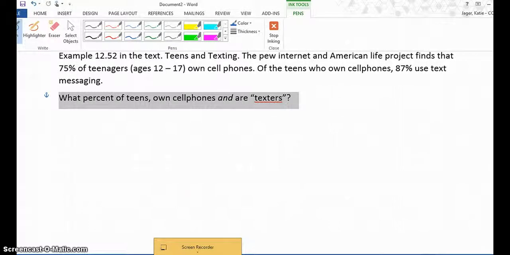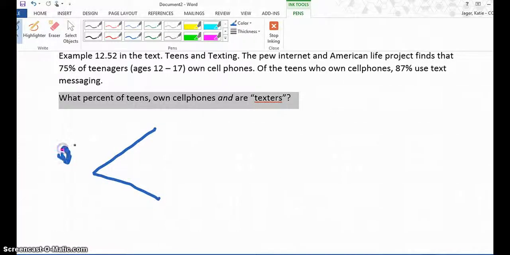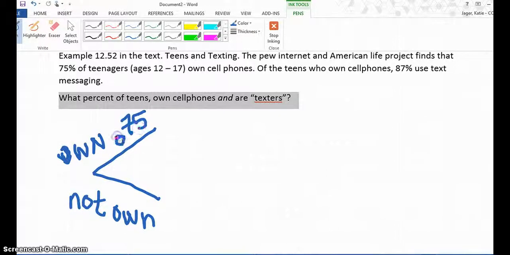So the first step is to make our first branch. That would be owning a cell phone, and then not owning a cell phone. So the complement of that would be not own. The probability of owning a cell phone, as we can see in our example, is 0.75. Now the probability of not owning a cell phone is simply the complement of that, which is 0.25.